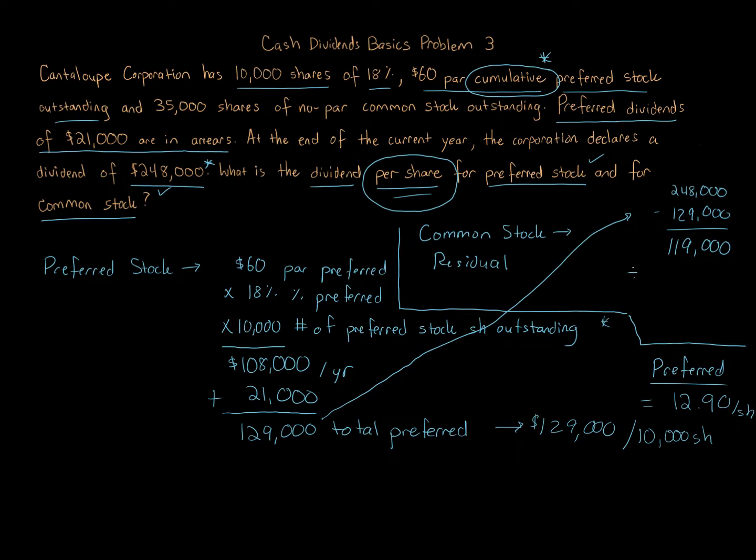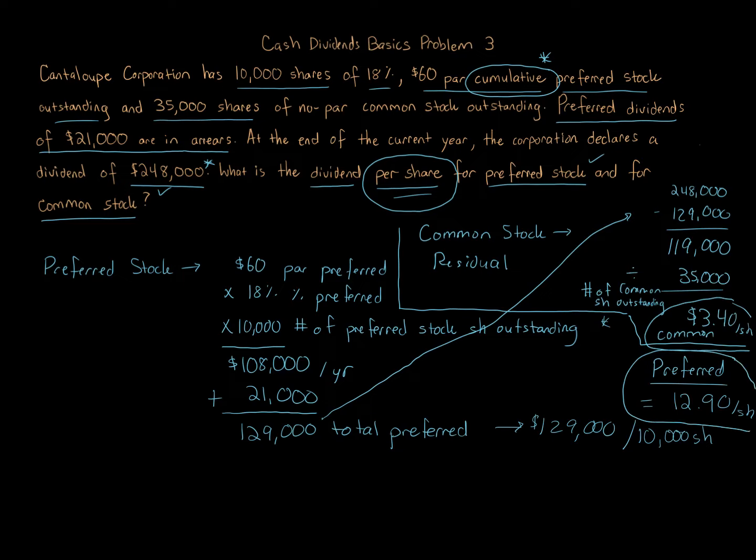We then divide that amount. We take 119,000 divided by the number of common shares outstanding, which is 35,000 shares of no par common stock. So 119,000 divided by 35,000 shares gives us $3.40 per share, and that is the amount for common. We've calculated that the common is $3.40 per share and the preferred is $12.90, and you've just determined the answer to the question.